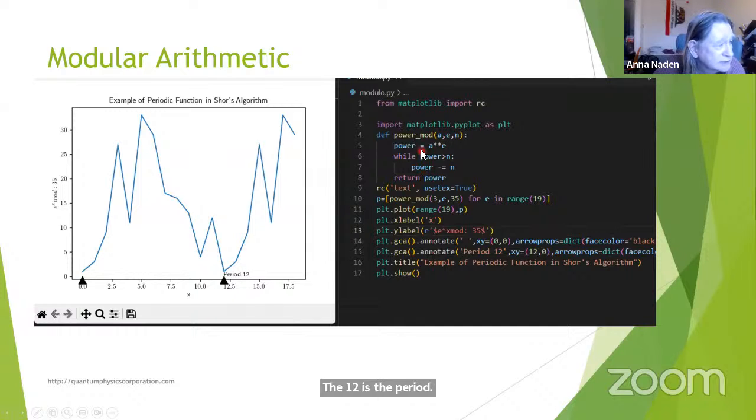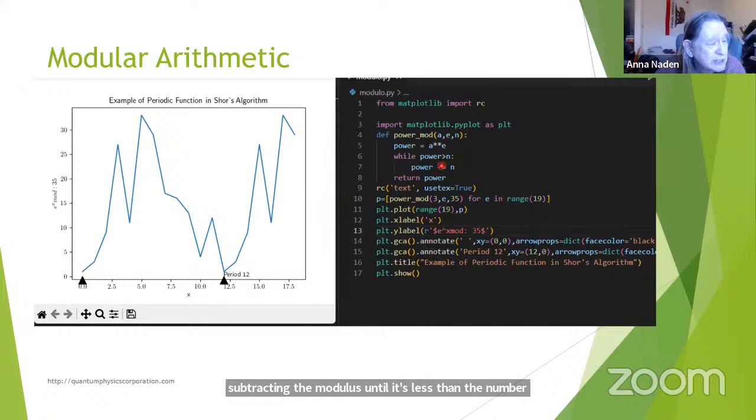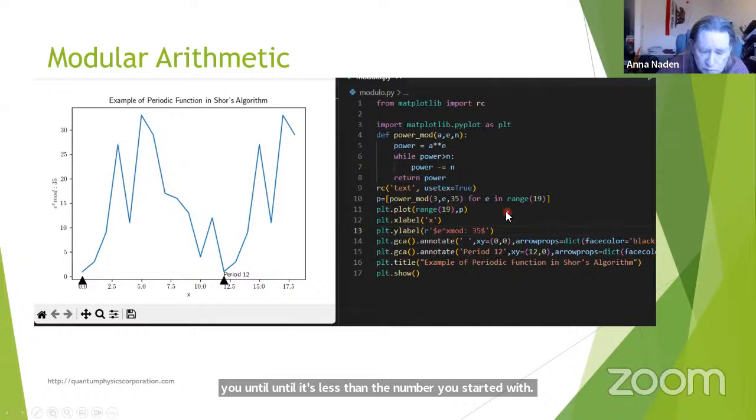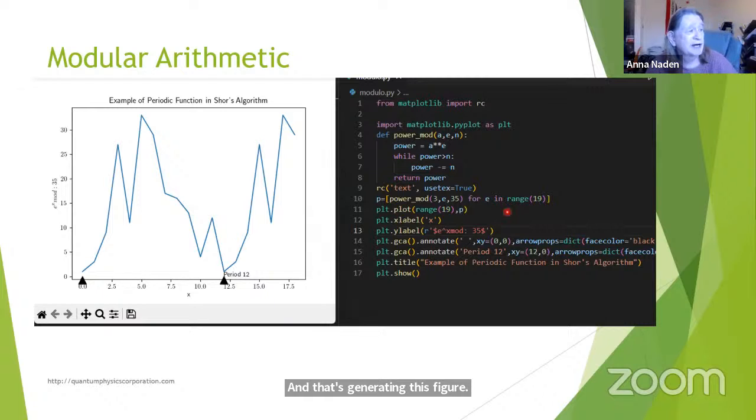Here's the code that generated this figure. So this shows what the modulus is. You just keep subtracting the modulus until it's less than the number you started with, and that generated this figure. So it's very important to understand what I'm talking about as far as the period of a function.